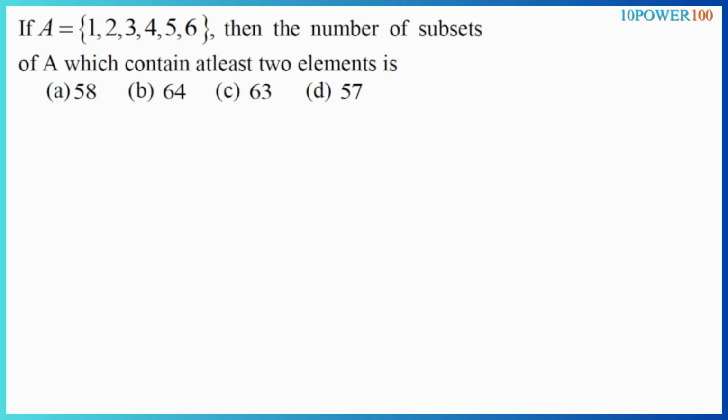If A is equal to {1, 2, 3, 4, 5, 6}, then the number of subsets of A which contain at least 2 elements is... Okay, let's see how to solve this. So we all know how to find the total number of subsets of a given set.